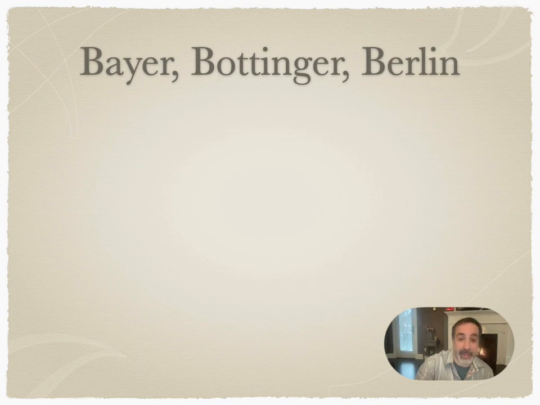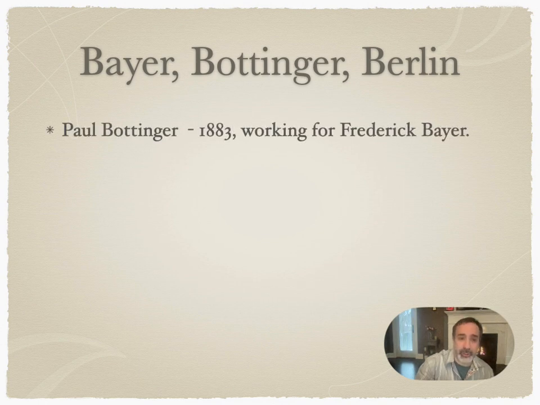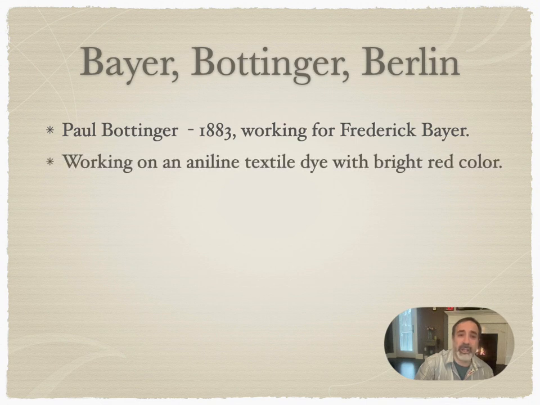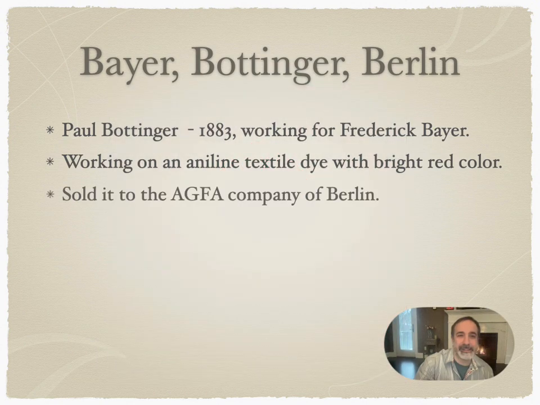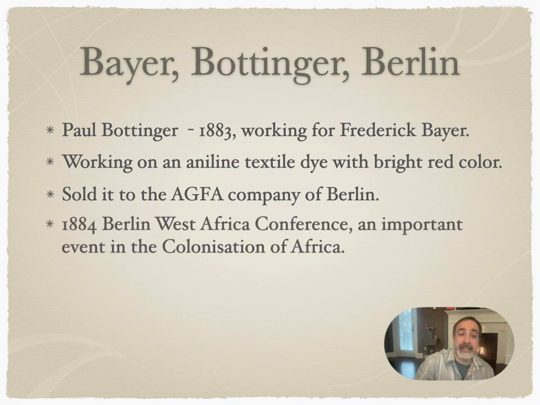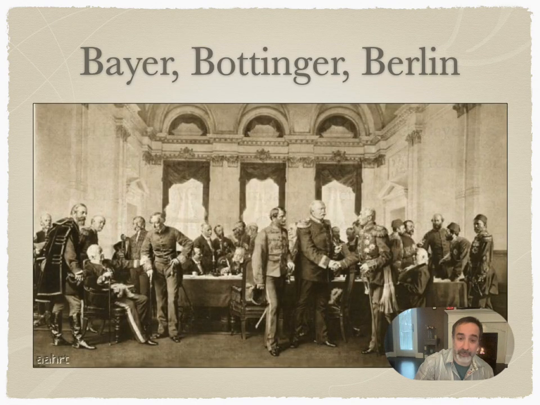Now a brief timeline. Paul Böttinger was a man who worked for Bayer, and in 1883, he was working on a bright red-colored aniline textile dye, pictured here. He then sold it to the AGFA company of Berlin. As it so happens, in 1884, the Berlin West Africa Conference took place, which was an important event in the colonization of Africa. Here's a photograph from it.